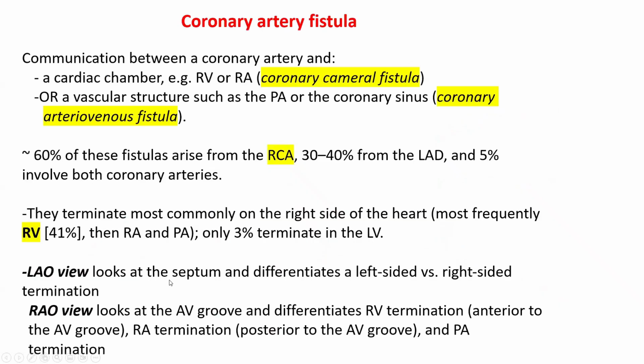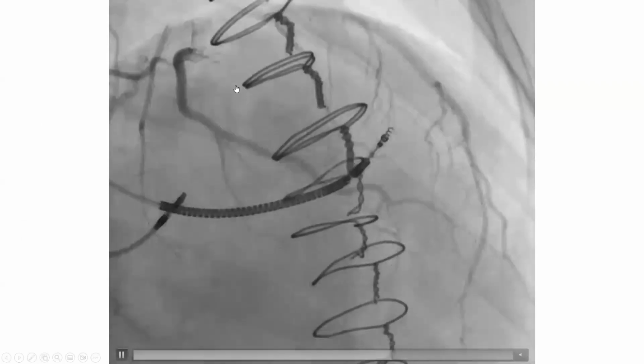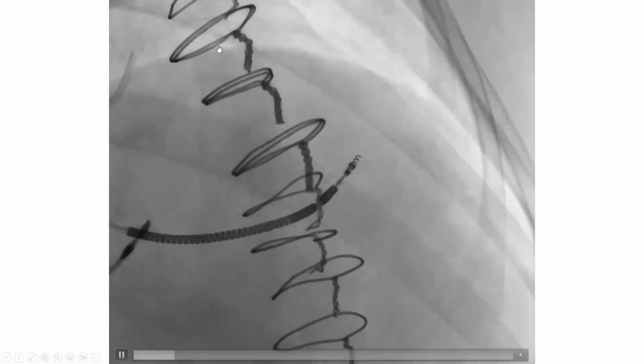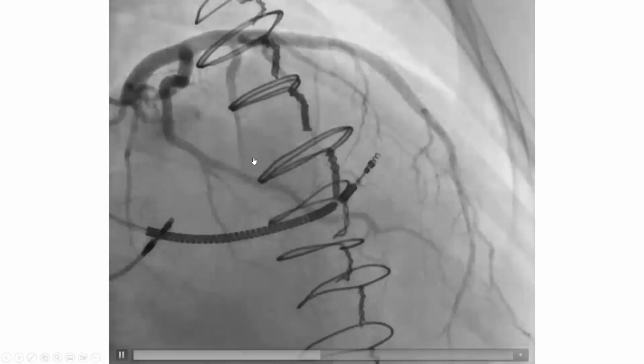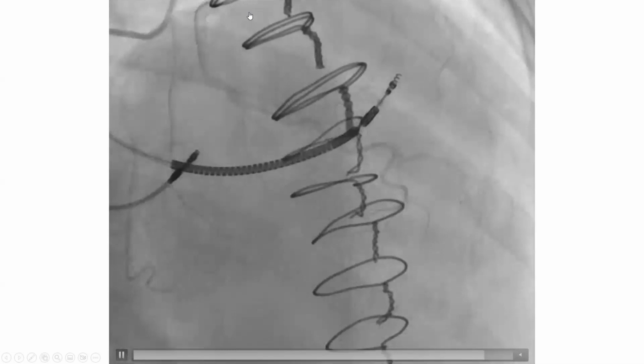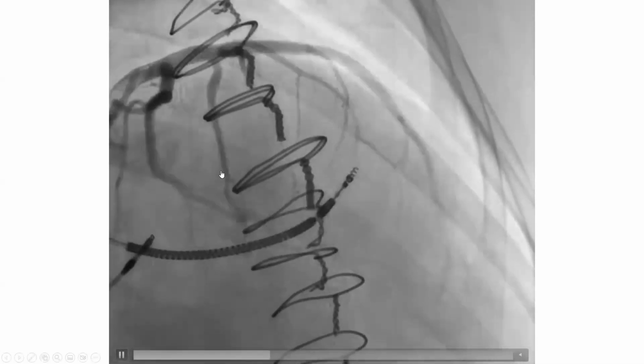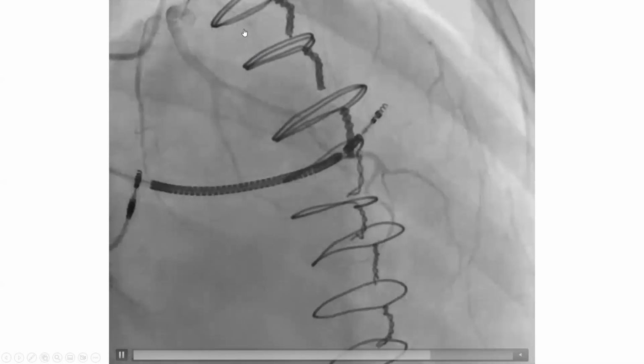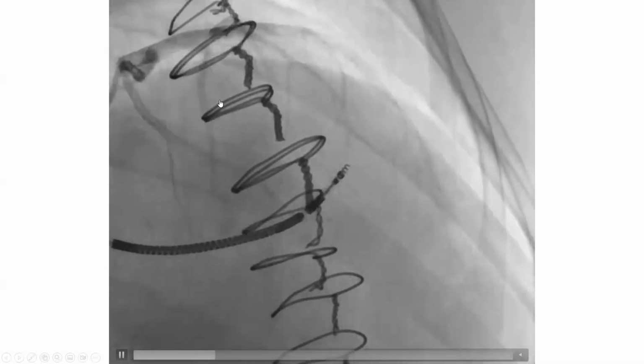But unfortunately, in this case, I don't have an LAO view, but overwhelmingly, it is in the right ventricle. Most coronary cameral fistulas land on the right side of the heart, most frequently the RV, then the RA. Only 3% terminate in the LV. And this may not even be a septal. It may be the fistula itself between the LAD and the right ventricle. This may be the fistulous tract rather than a septal, because we don't see those ramified branches into the septum from that artery.